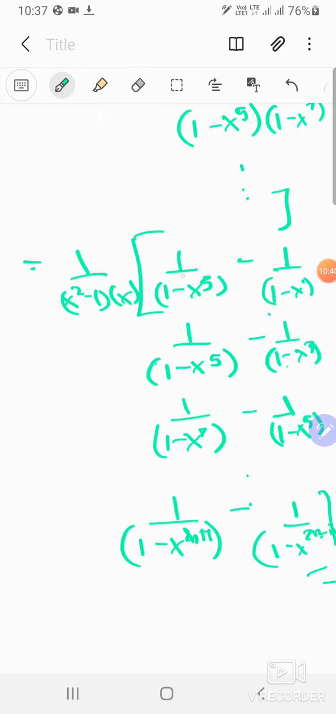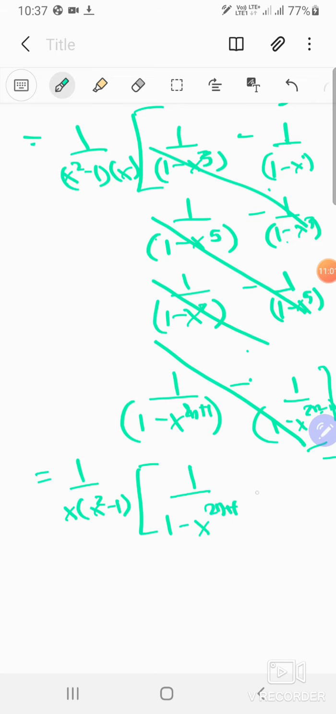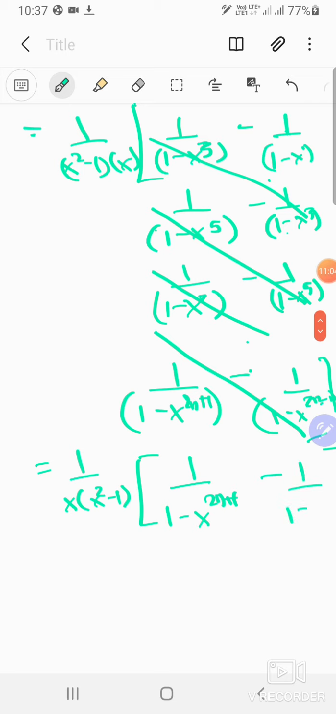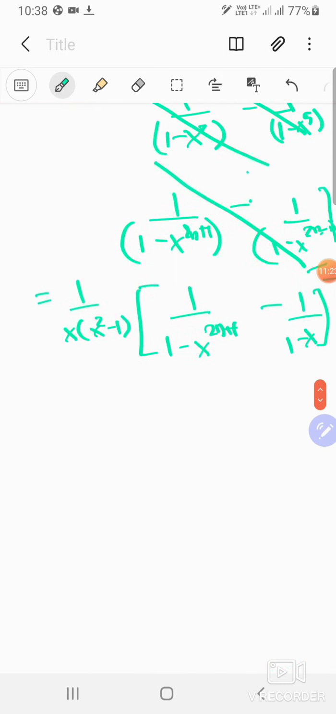And then this will telescope. Okay, cool. So x cubed cancels with x cubed and x to the fifth with x to the fifth, and this will telescope completely. Nice. So this is 1 upon x times (x squared minus 1), times 1 upon (1 minus x to the 2n plus 1) minus 1 upon (1 minus x). I don't think we need to do anything more to that. No more simplification, I think that's the final answer. So that's the sum to the first n terms of this series. I will see you in the next video.